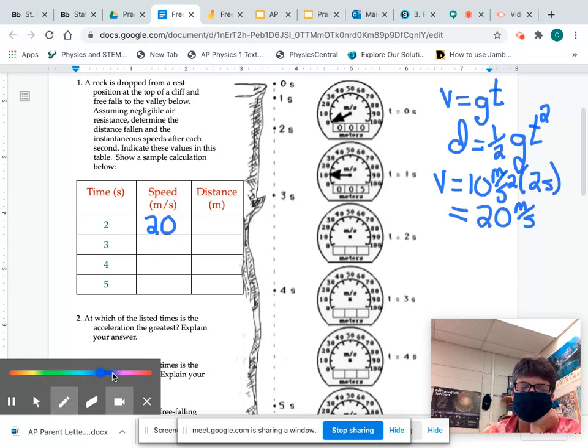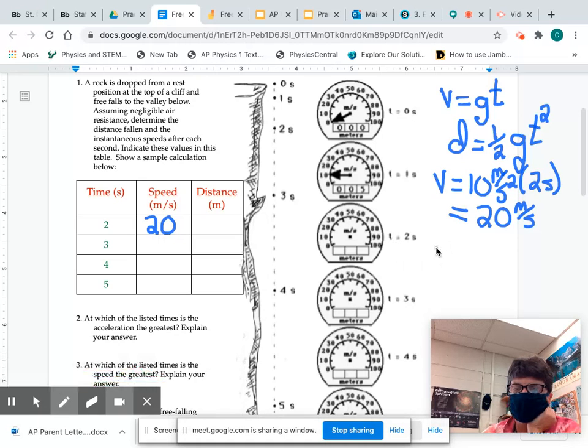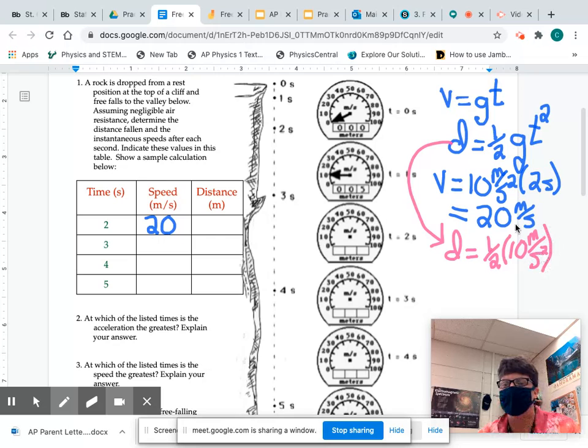So now we need to figure out the distance traveled. I'll do that one in red. So we're going to use this equation. I'm not going to rewrite it. Let's just do a little arrowing. So our distance is going to equal 1/2 times 10 again, because we're still assuming this rock is being dropped on the planet Earth, multiplied by 2 seconds.